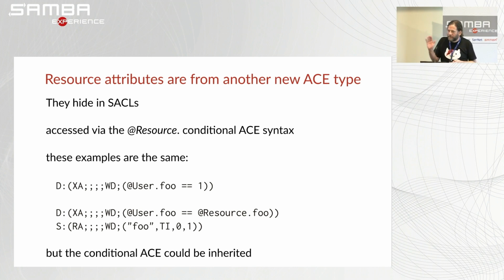And they come in the SACLs, the resource attributes. So I think if you had this conditional ACE in your DACL, that would be the same as having this conditional ACE in your DACL and that one in your SACL, because it's just referring to the resource, and the resource attribute is defined as the same thing as this, being a foo, an integer, no flags, of value 1, which is what you get there.